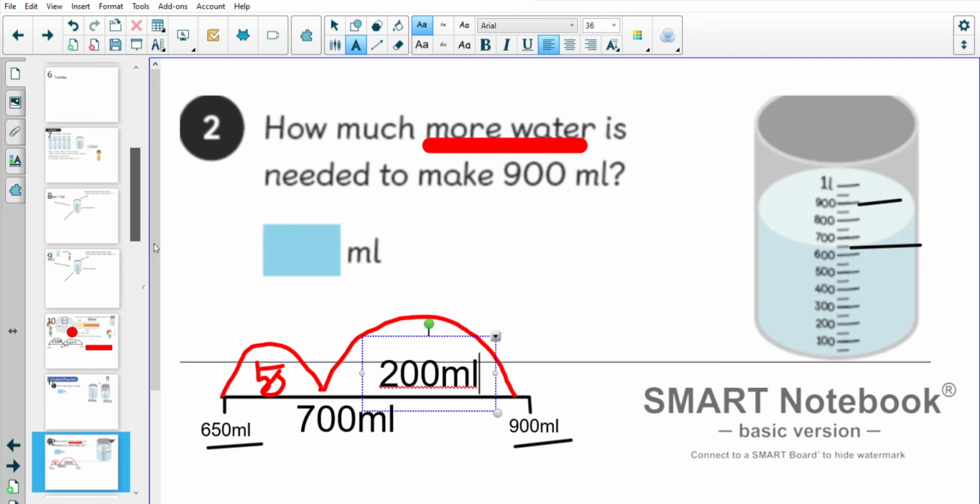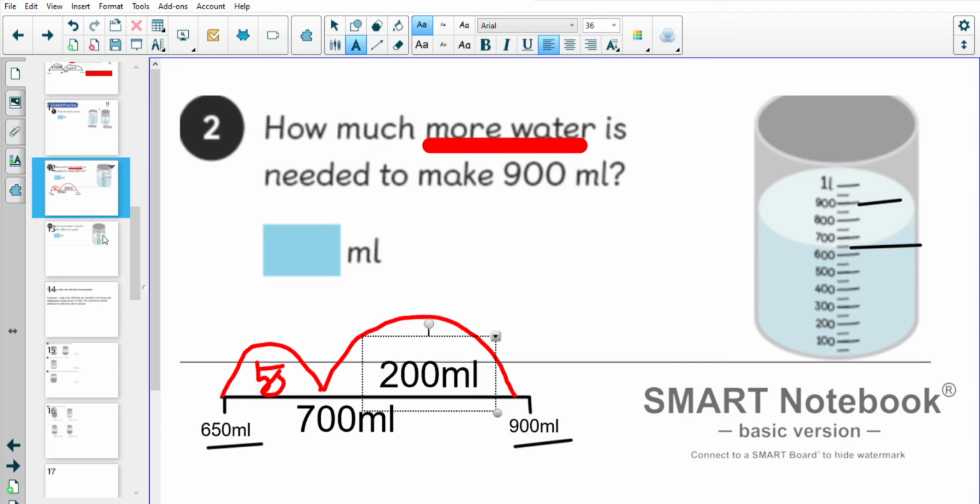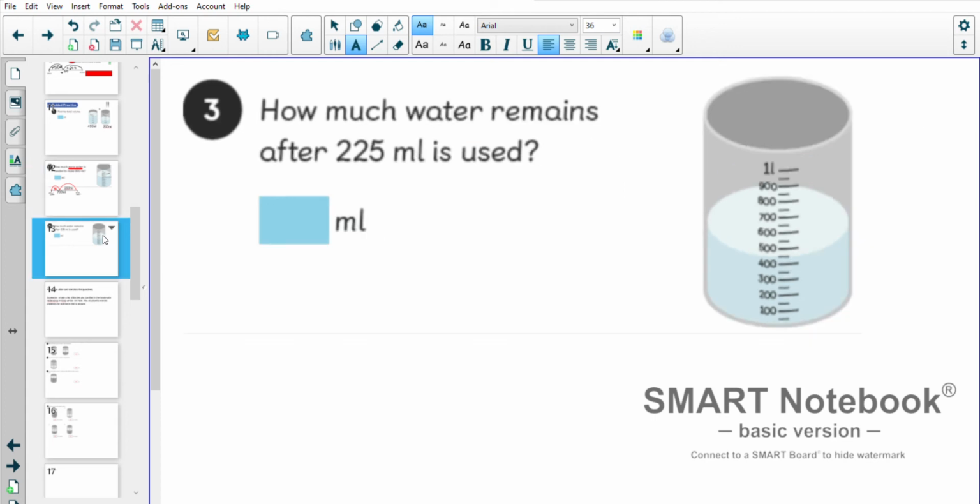Okay. And last one for guided practice, pause the video, work it out yourself. How much more water remains after, oh, that means left, remains is how much is left, after I've used 225 millilitres. So that means I've kind of poured it out, I've used it, maybe I'm washing my hair or something, probably not that tiny amount of water.